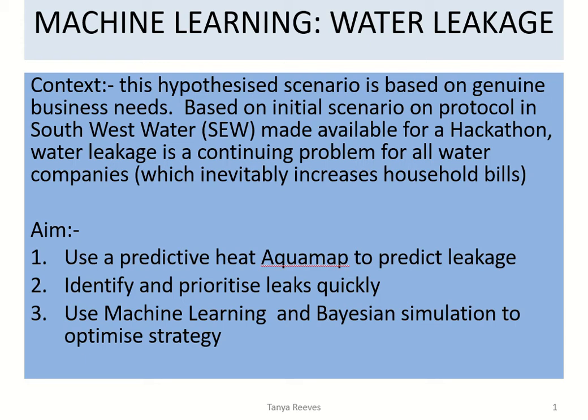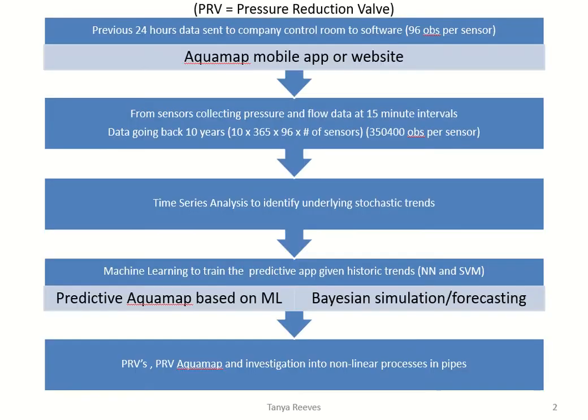The goal is obviously to identify and prioritize leaks according to how much damage they would cause, and to use machine learning and Bayesian simulation to make this possible. So this was my thinking, to produce this Aquamap, which would be available on mobile phones, smartphones, tablets, maybe laptops.